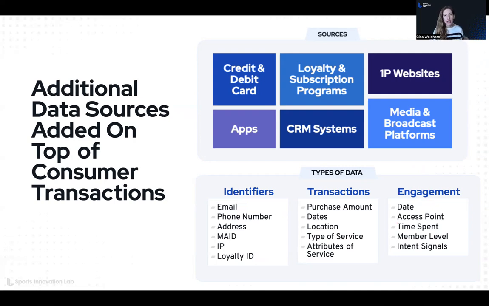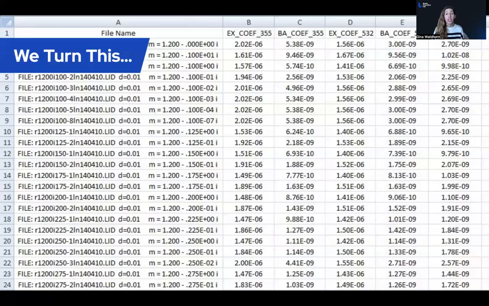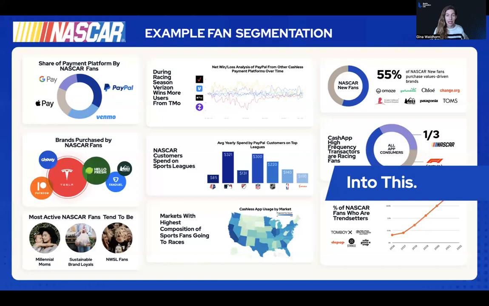We can not just see transactions, but how much, how often, how is that transaction size or frequency changed over time? And then we also have engagement identifiers and metrics. So when did they purchase? What was their access point? How much time did they spend? So we take all of these different types of data through all of these sources, and we combine it on top of that transactional based data set, which essentially creates something gigantic and messy with billions of rows that looks like this. And we're able to translate it into something that looks like this.